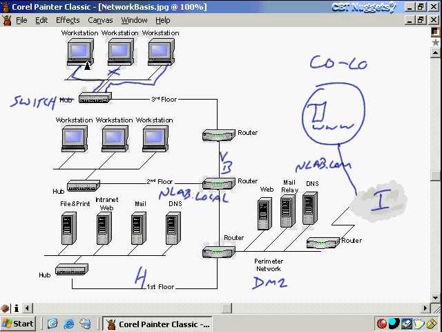But now since it's a switch, it's going in one port and directly out of another, and I don't care if this guy's trying to communicate or not. It doesn't affect my network traffic at that particular instance. So you're going to see dramatically fewer collisions and a great increase in performance.